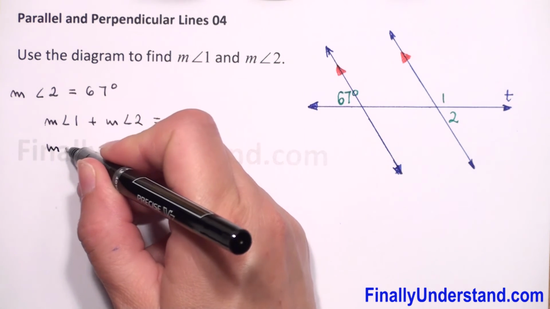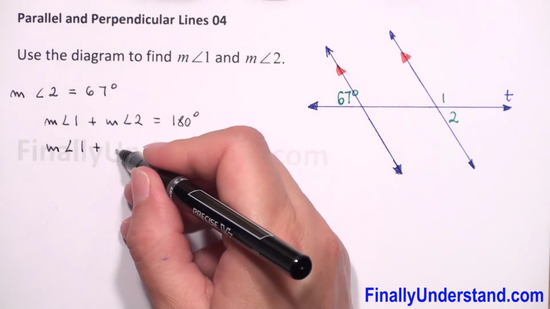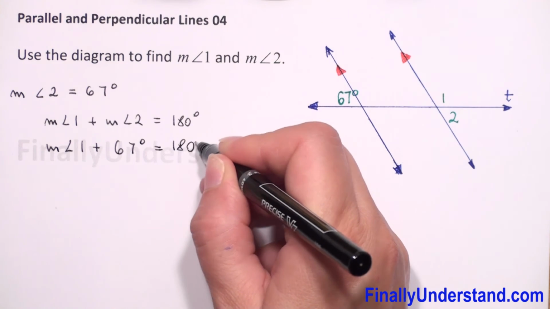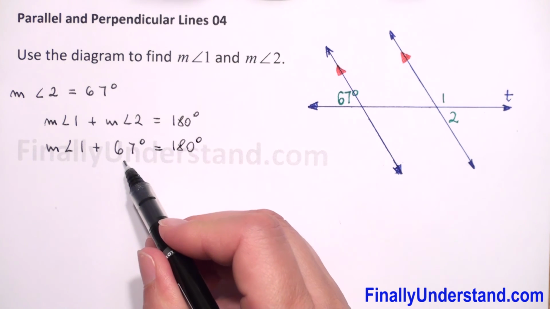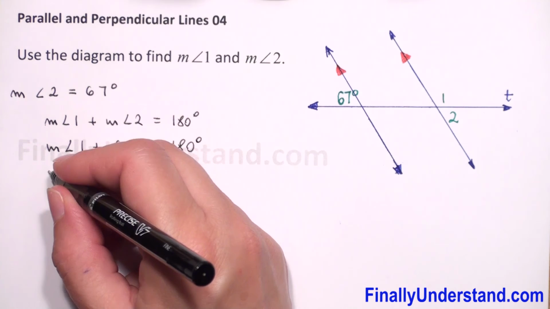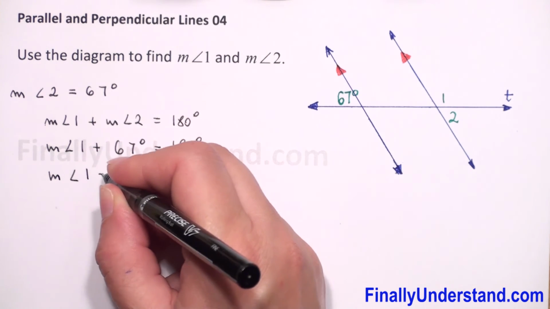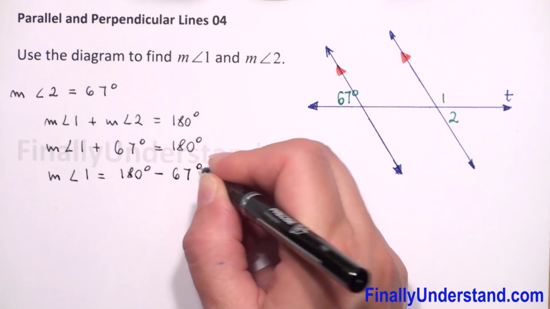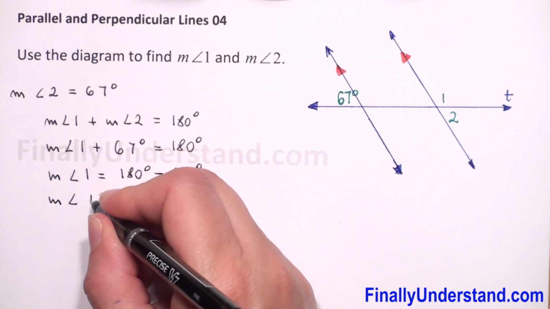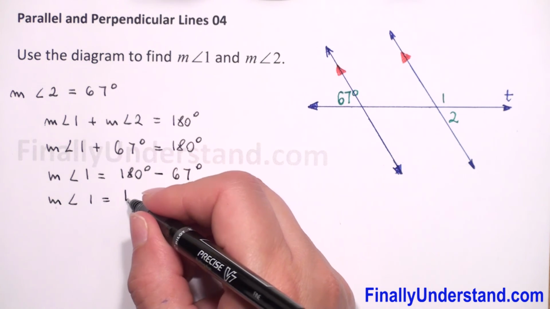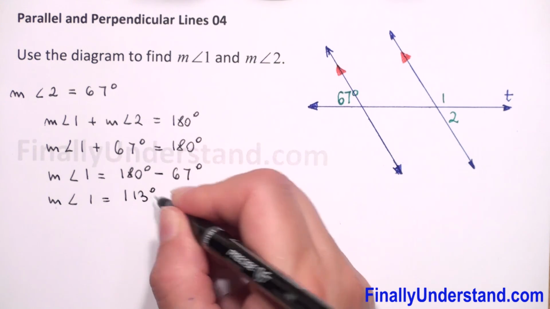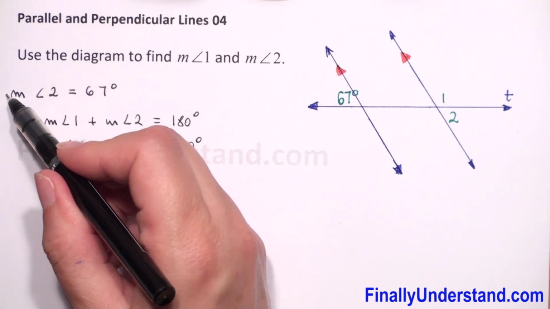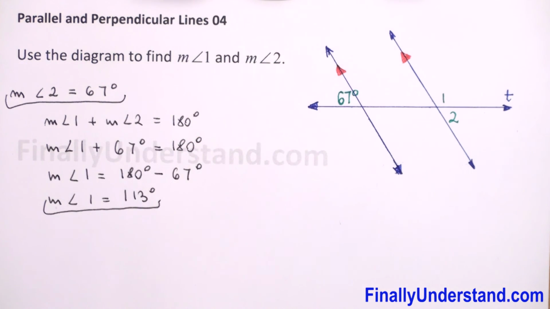So let me copy this. The measure of angle 1 plus 67 degrees is equal to 180 degrees. Next, I will move 67 to the right side, and we have that the measure of angle 1 is 180 degrees minus 67 degrees. So the measure of angle 1 is 113 degrees. So we found the measure of angle 1 and the measure of angle 2. This is my solution.